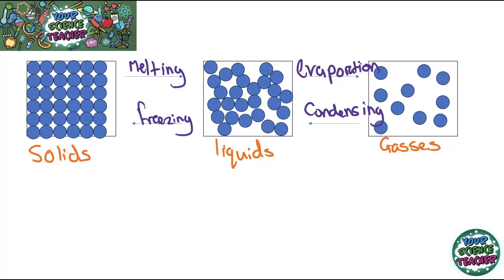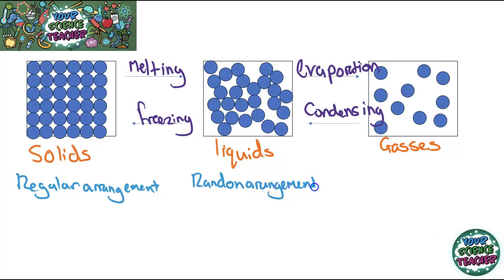So you need to be able to say how the particles are arranged in each state. So for a solid, I always use the words regular arrangement of particles. That just basically means that the particles are in rows and columns. In a liquid, the particles are in a random arrangement. They're no longer in rows and columns, but they are touching. And in a gas, they're in a random arrangement, and they're also not touching.